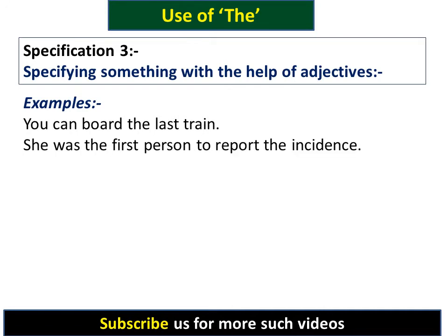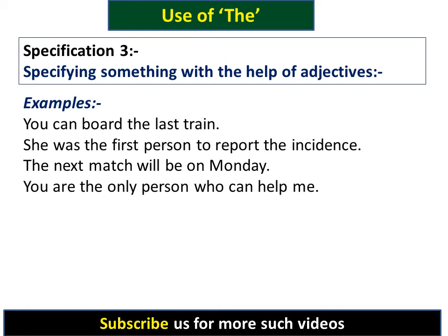She was the first person to report the incident. Here, the first person, if you see, I'm talking about the person who saw the incident first and reported it first. The next match will be on Monday. Again, you can see it has been specified with the adjective "next". You are the only person who can help me. So here again, we have specified the person with the adjective "only".